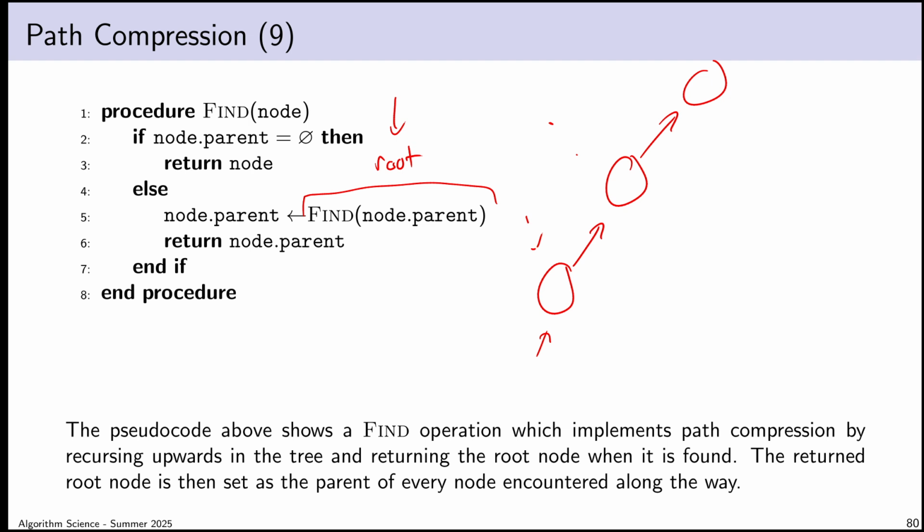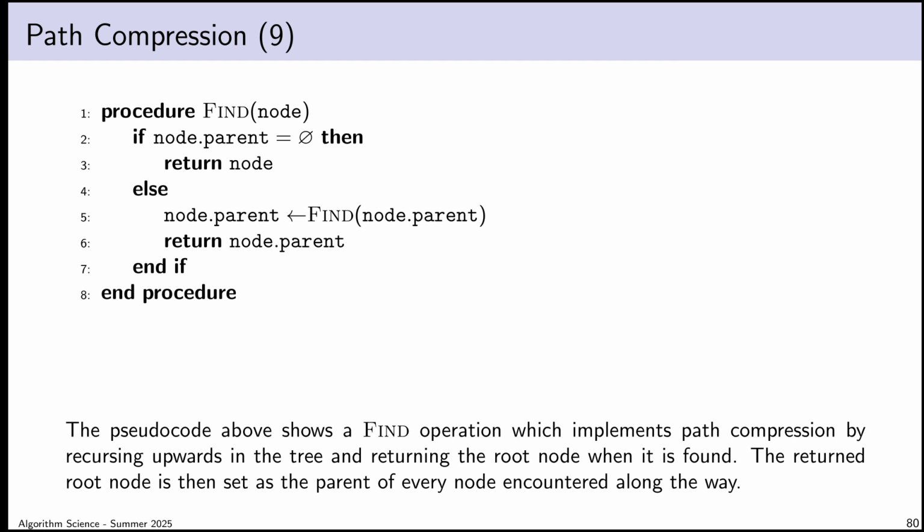And so I'm at this node at the bottom here, and I call the find operation on my parent to get the root of the tree. When it sends back the root of the tree, I set my parent to be the root directly. So I build the shortcut. And then I return my new parent, which is also going to be the root. So I return the correct representative.